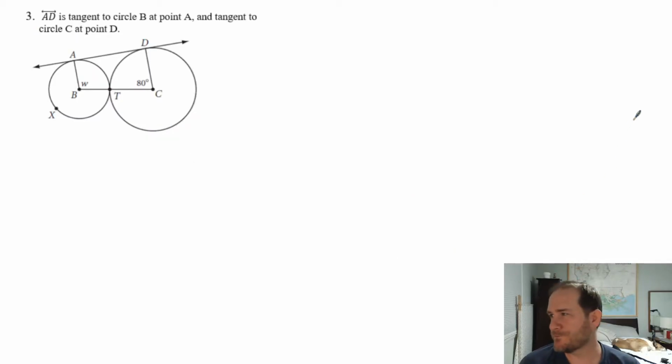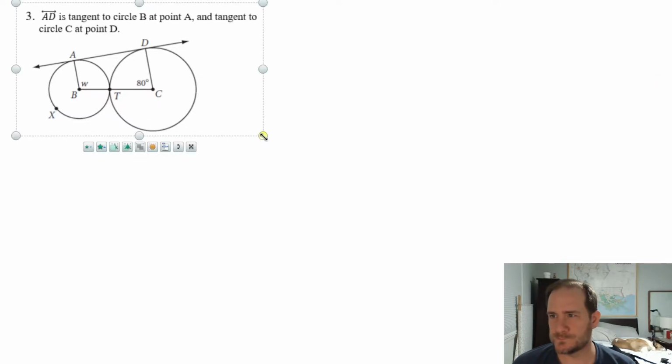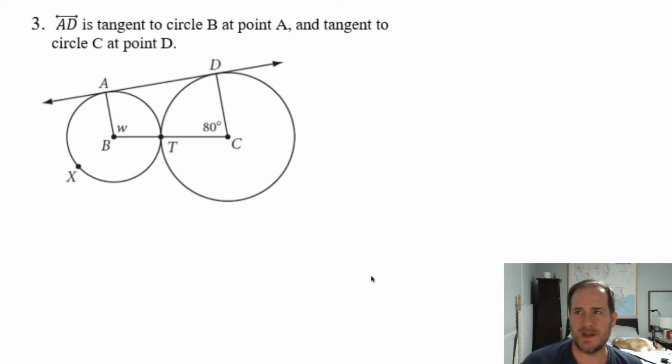So here's 3. For number 3, this one probably wants to be a little bigger. And again, there's a whole bunch of extra words that I added in. So you guys didn't have these words before. But now, I'm being really clear when I tell you that line AD is a tangent line. And remember, a tangent line means it hits the circle only once. So we're tangent to circle B at point A, and we're tangent to circle C at point D.